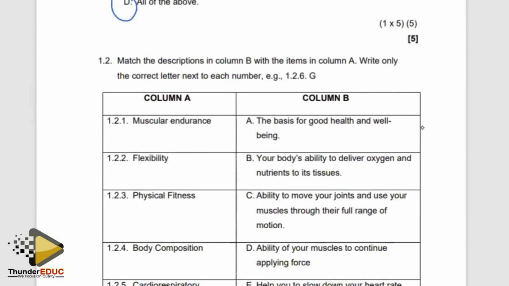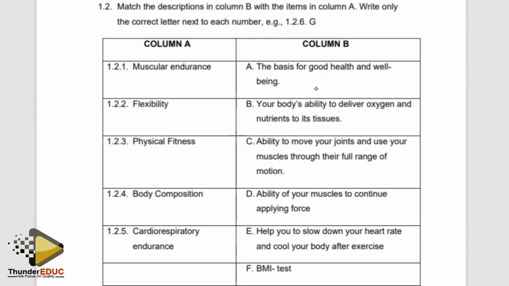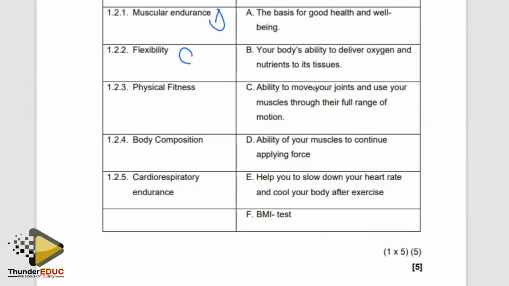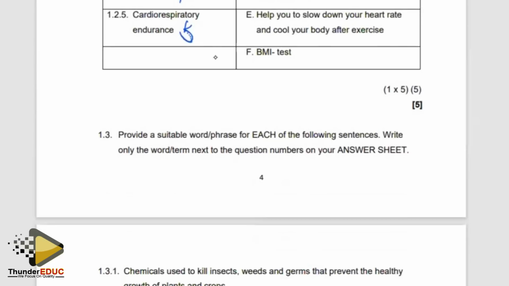Match the description in column B with the item in column A. Write only the correct letter next to each number. For example, 1.2.6 G. All right, here. Our answer for 1.2.1 is D. So this one is D. Then flexibility is C, ability to move. Then physical fitness is A. Then body composition is A. Then cardiorespiratory endurance is B. Right, then you get your 5 marks.